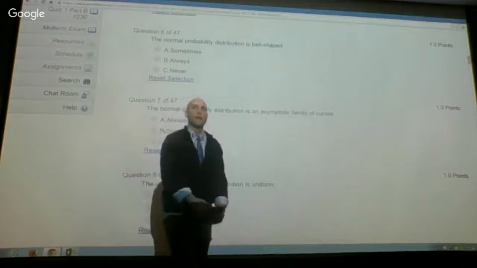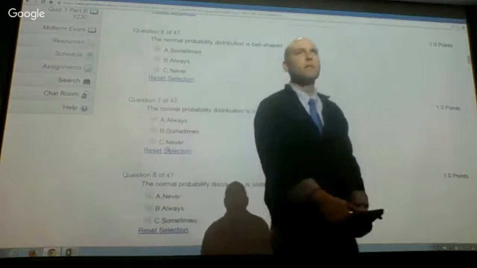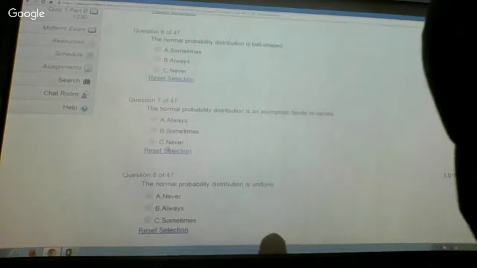Can't see it because it's bright in here. I'm not used to staring at the sun. Haven't spent the past week in Puerto Vallarta.